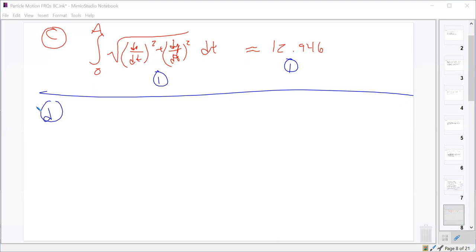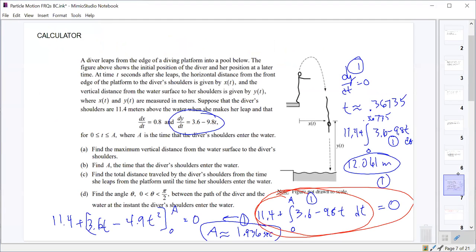Okay. All right, so then part D is saying find the angle theta between the path of the diver and the water at the instant the diver's shoulders enter the water. So we're trying to figure out the angle between the diver's shoulders and the water. And so that should be just the slope of the line that is tangent to the path of the shoulders, right? So we need to find that slope.